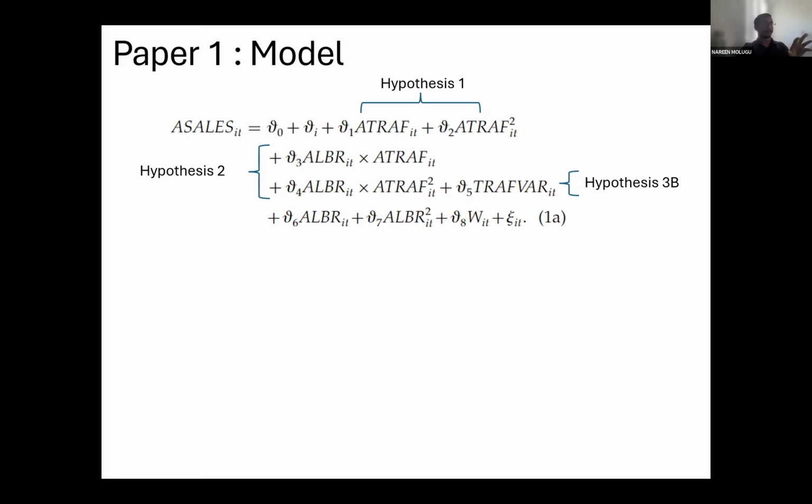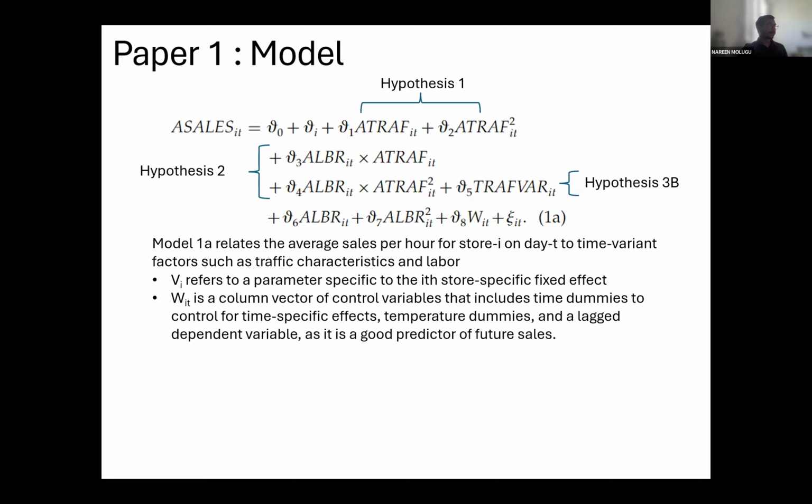variability, defined by mu5. And hypothesis 2, to remind you, is the effect of labor on the relationship between traffic and sales. That is why we try to understand the coefficients of the cross terms.